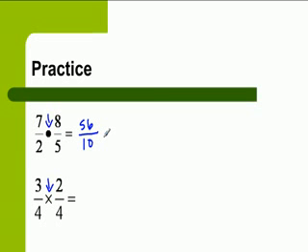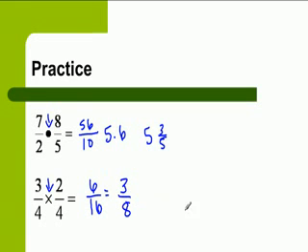So 56 divided by 10 would be 5.6 in decimal form, or in fraction form would be 5 3/5. 3 times 2 is 6, 4 times 4 is 16, and so to simplify that, on your calculator you would put the fraction in 6/16 and hit enter, and it should simplify down to 3/8.